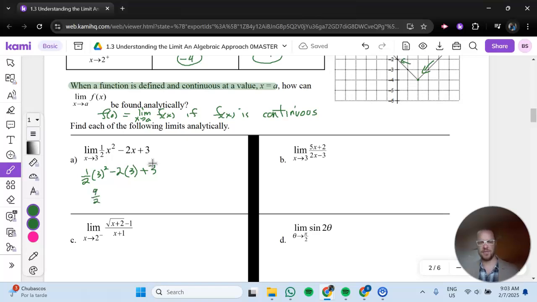3 squared is 9. Minus 2 times 3 is 6 plus 3. And if we put all that together, you can use your calculator, but we'll do it the simple way. We'll break it down step by step for you. So 9/2, -6 plus 3 is going to be -3.